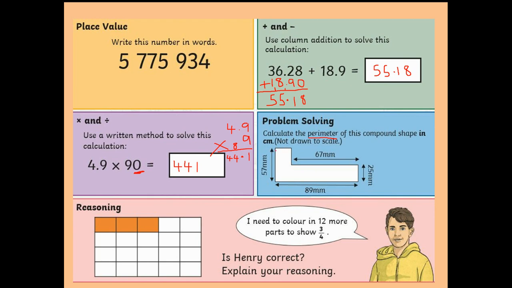So if you look, this bit here and this bit here, because it's kind of like a rectangle, these two lines together would be the same as 89 millimeters. So if I had 89 millimeters and I take away this bit, that's going to leave me with this bit here.